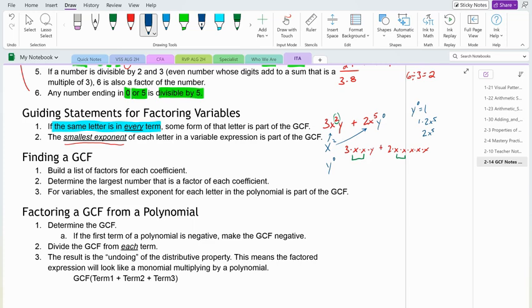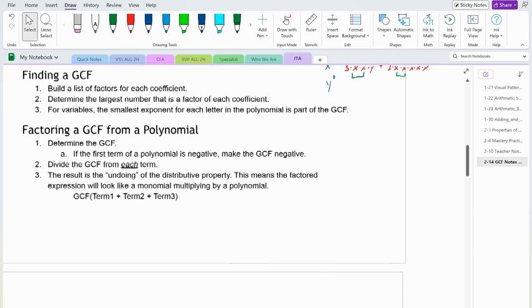All right, finding a greatest common factor. So our steps here, we want to build a list of factors for each coefficient. So we need to list all of the factors. The reason we try to list all of them is because when you have multiple coefficients, you want to be able to easily see all the numbers in the list. And once you pull that greatest common factor out, the other factor from your list of factors is the number that's left. We'll get to that in an example.